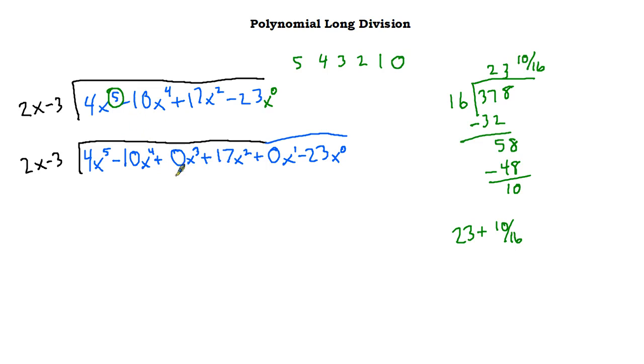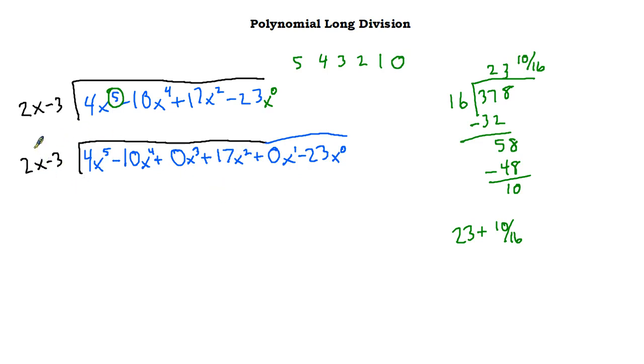Okay, so I have taken the time to put in a 0x cubed in between this x to the fourth and x squared, and I put in a 0 times x to the first power in between this x squared and this x to the 0 power. I'd like you to pause the video and take a moment and get caught up to me and write this out nice and neat. Okay, once you've done that, we'll begin to divide.